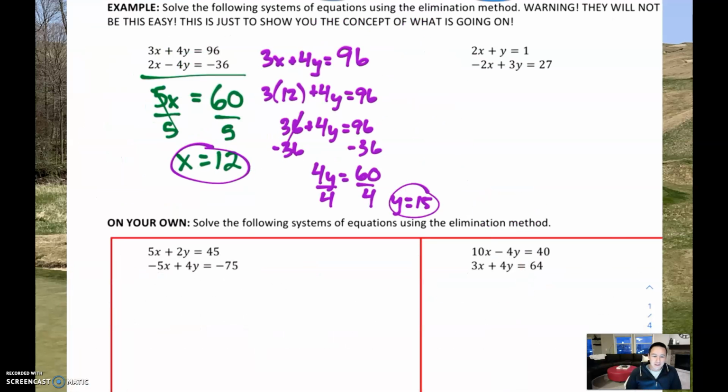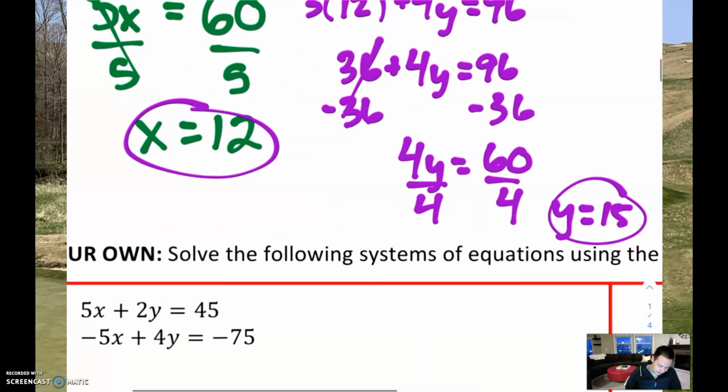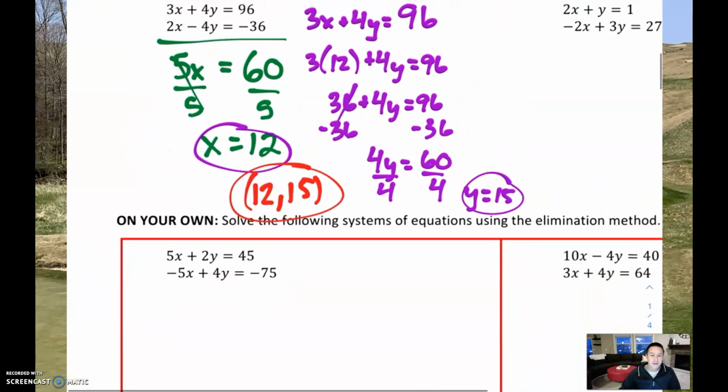So let's go back. We found that x equals 12. We found that y equals 15. Remember, you have to write your answer as a coordinate point. So our answer would be 12, 15. And that is how you approach the elimination method.